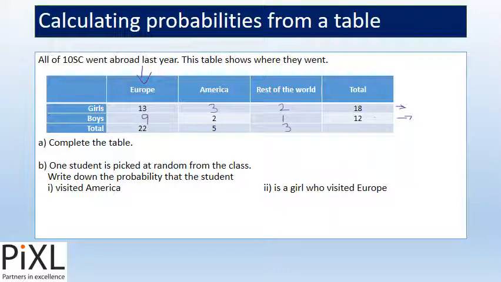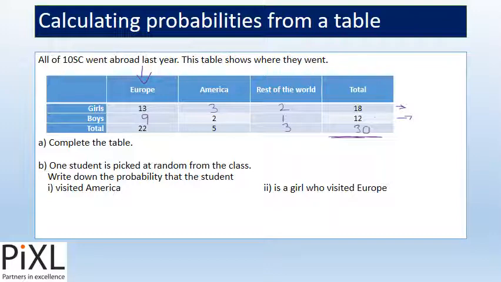And then this final box here is a good little check, because if we add up the 22, the 5 and the 3, I get 30. And then I can check as well that my 18 and 12 add up to 30 as well, which they do.